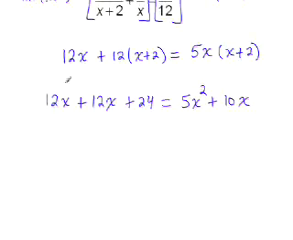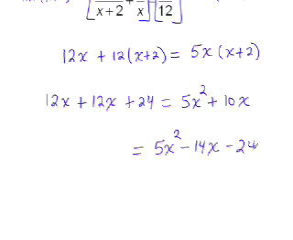So I'm going to leave the 5x squared where it's at because our lead coefficient is positive there. So we have a 5x squared. And on the left-hand side, we have 12x and another 12x giving us positive 24x. So when I subtract 24x from both sides, 10x minus 24x gives us a negative 14x on the right-hand side, and then my positive 24 comes over to the right as a negative 24. Now I have my 0.